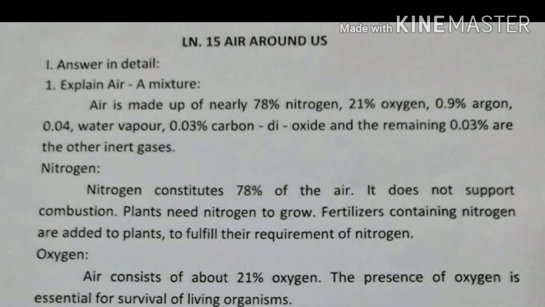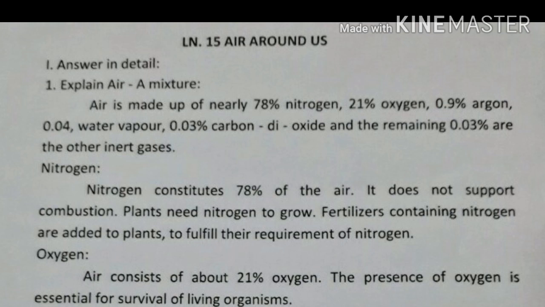Answer, air is made up of nearly 78% of nitrogen, 21% of oxygen, 0.9% of argon, 0.04% of water vapor, 0.03% of carbon dioxide, and the remaining are other inert gases. Okay, now we will revise each and every component in detail.